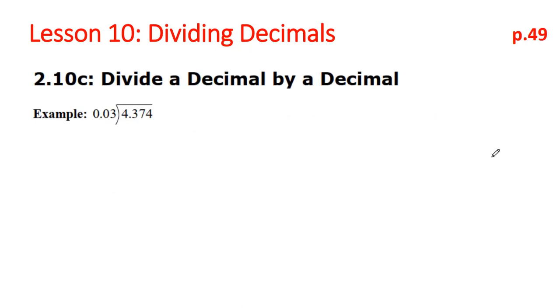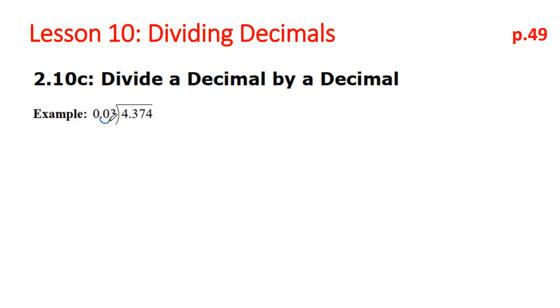The last section of this lesson is dividing decimals by decimals. So here we have an example where we have a decimal in our divisor and a decimal in our dividend. We still apply the same rules that we learned in 2.10b. We still have to get rid of the decimal in the divisor in order to confidently long divide these problems.